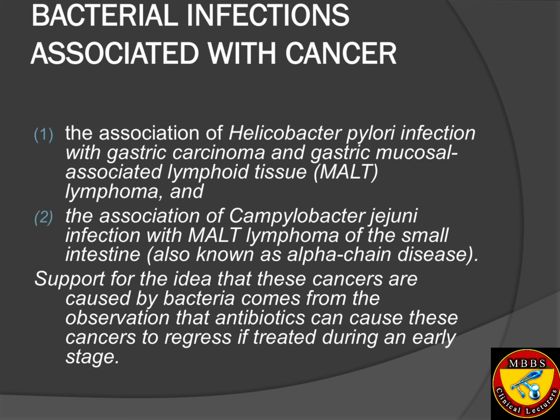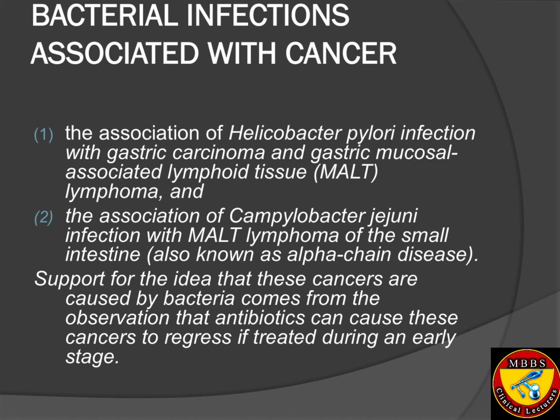Now we come to the second part of our lecture, in which we are going to discuss the bacterial infections which are associated with cancer. Mainly, in the book we have discussed two main infections which are associated with cancers. One is Helicobacter pylori, the cause of gastric ulcers and duodenal ulcers. It can lead to gastric carcinoma and gastric MALToma, which is the gastric mucosal associated lymphoid tissue, MALT lymphoma. This is a cancer associated with this bacterial infection.